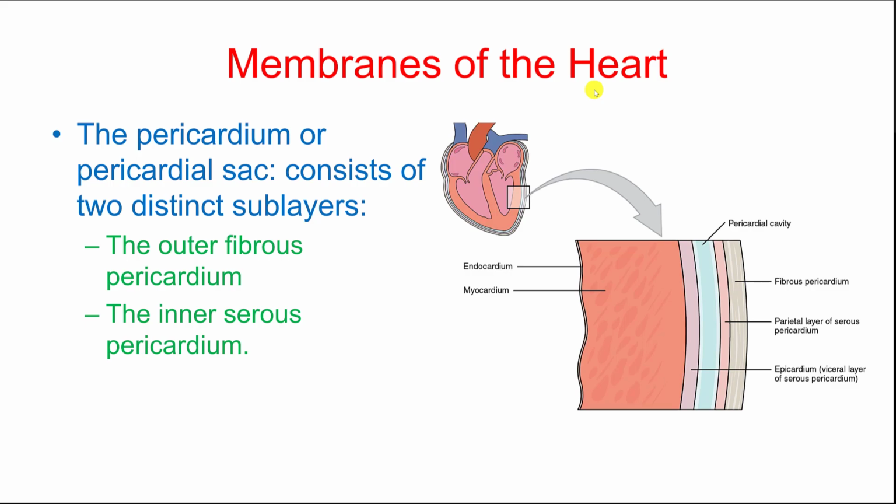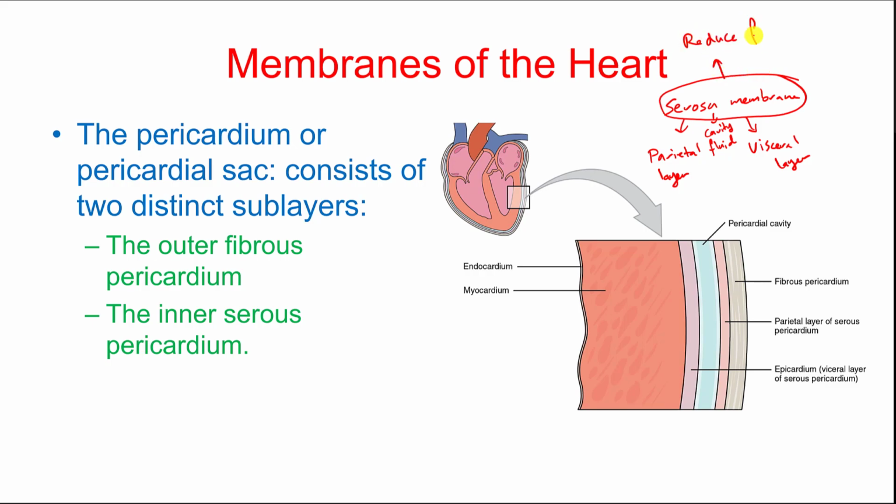In this video, we will talk about the membranes of the heart and the wall of the heart. We understand that we have in our body the serosa membrane. If you remember, this serosa membrane had two layers: the parietal layer, which is away from the organ, and the visceral layer. Between them, there was a cavity, usually filled with fluid. The idea of the serosa membrane was to reduce friction and therefore protect the organ.